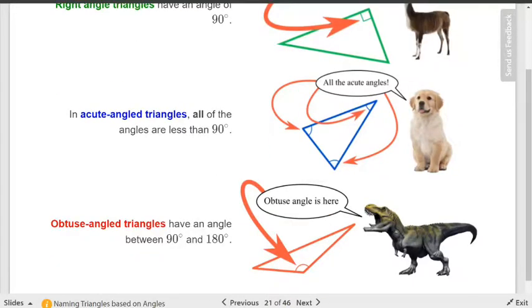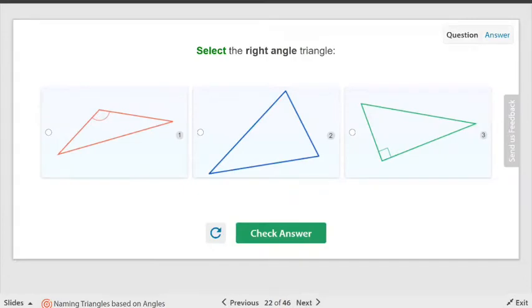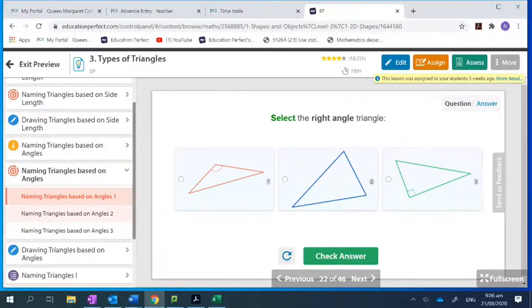Acute angles, obtuse angle, and right angles name the different types of triangles. So you're going to have some where you're just going to have to do that.